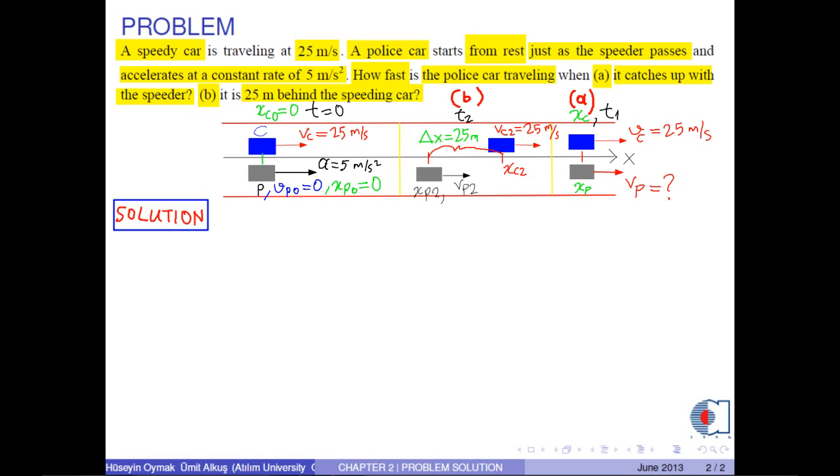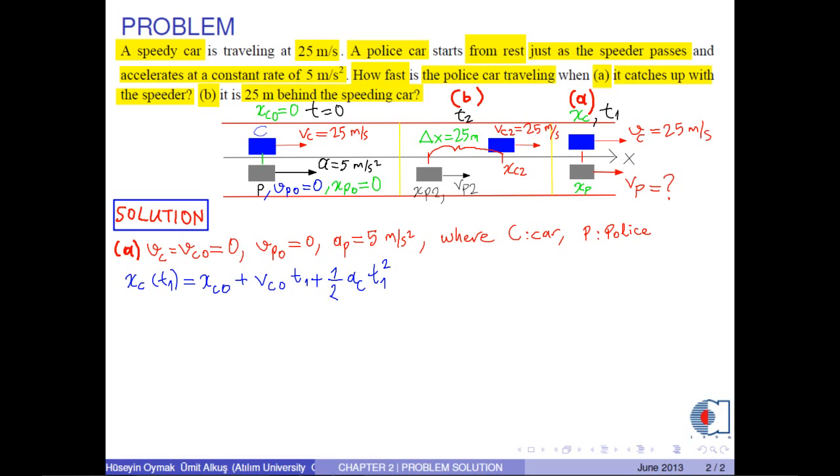For the solution of part A, first we write the given quantities, where C is the abbreviation of car and P is the police. To find the position of the car, we use this formula. Here, AC, which is the acceleration of the car, is 0, since the velocity of the car is constant. And according to our configuration, the initial position of the car is 0. Therefore, we obtain xc at time t1 is equal to vc0 times t1.